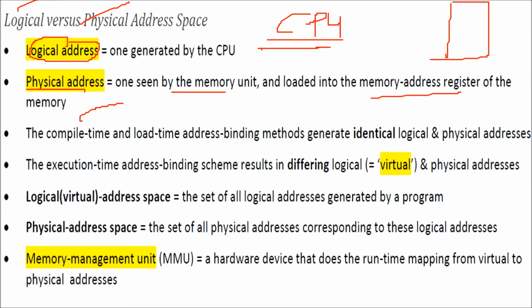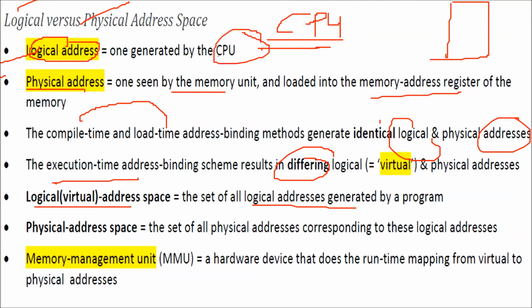So the compile time and load time address binding methods generate identical logical and physical addresses, the one generated by the CPU and the one generated for the physical address. The execution time address binding scheme results in differing addresses. The result differs. That means different logical and physical addresses.